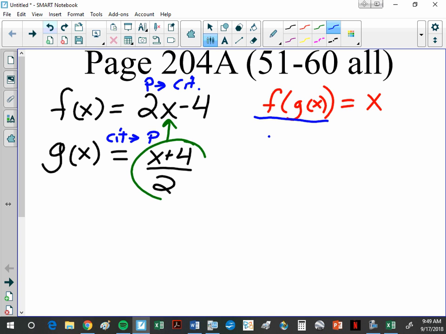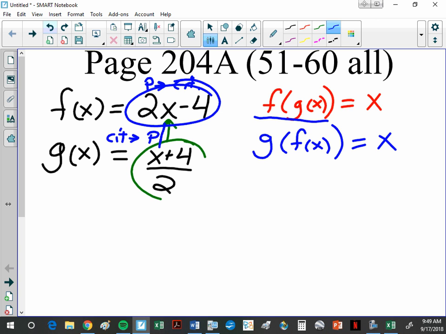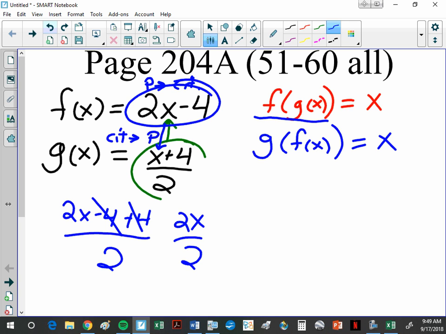So now I want to do g of f of x, and I want to show that that is exactly the same thing. Okay, so I'm going to take this and put it in here, and I get 2x minus 4 plus 4 over 2. Well, the 4's cancel, and I'm left with 2x over 2, and the 2's cancel, and I'm left with x.